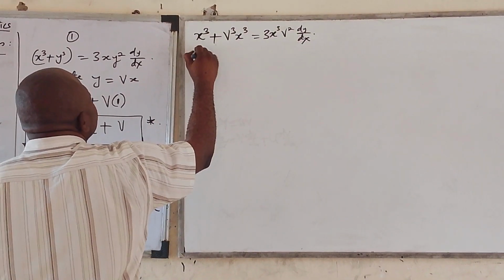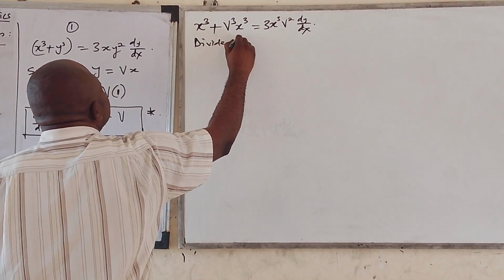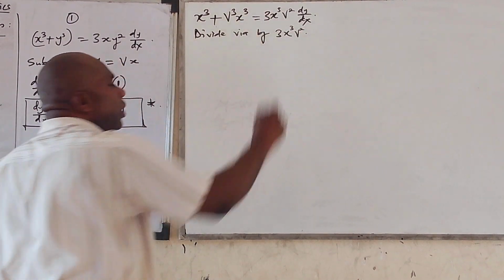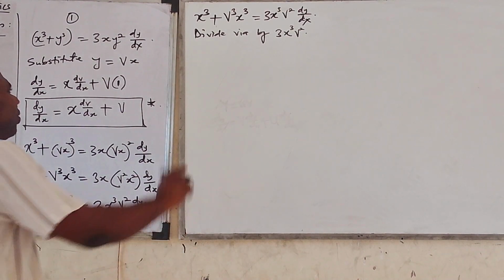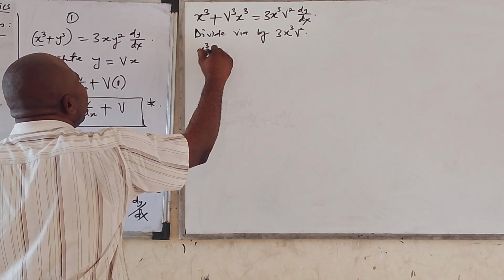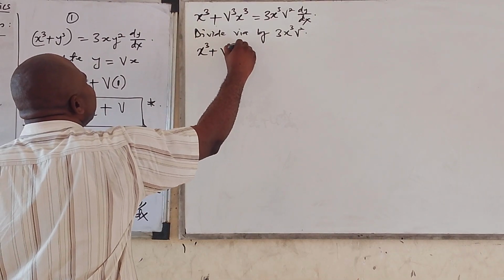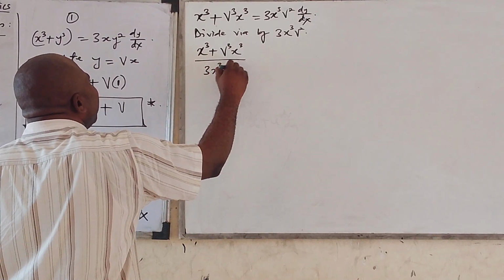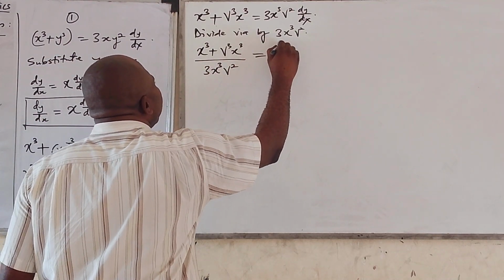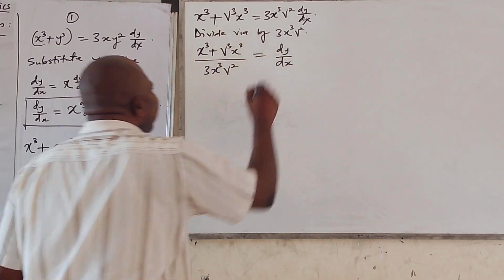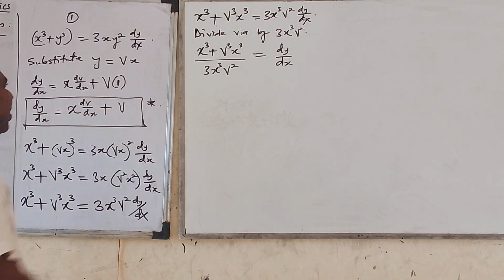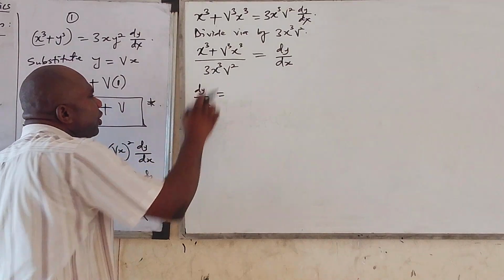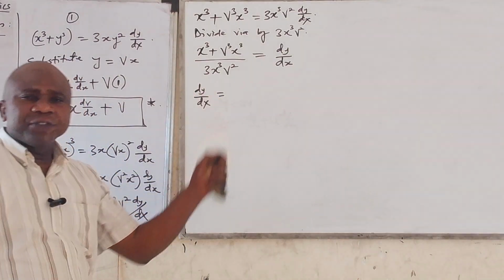Now let's divide through by 3x raised to the power of 3 v squared. So it means here we have x raised to the power of 3 plus v raised to the power of 3, x raised to the power of 3, all over 3x raised to the power of 3, then here we have v squared is equal to dy over dx. It therefore means that dy over dx will be equal to, now in the numerator, x raised to the power of 3 is common.